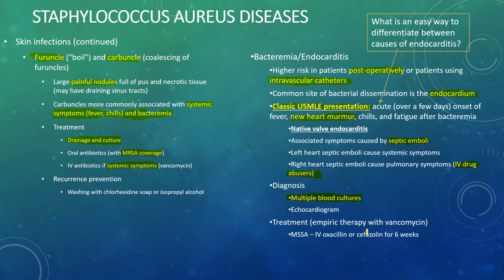And then for home, if you culture it and find out it's methicillin-sensitive Staph aureus, you can give IV oxacillin or cefazolin. You can give one of the milder antibiotics that just treat regular Staph aureus for 6 weeks. But if it's known to be MRSA, you need to give the big guns like vancomycin, and that needs to be given for 6 weeks.